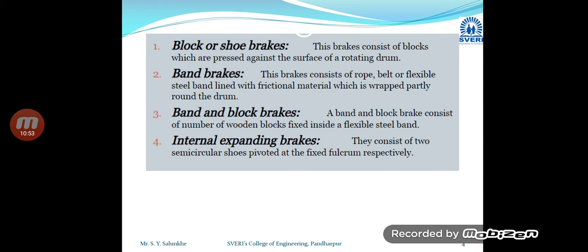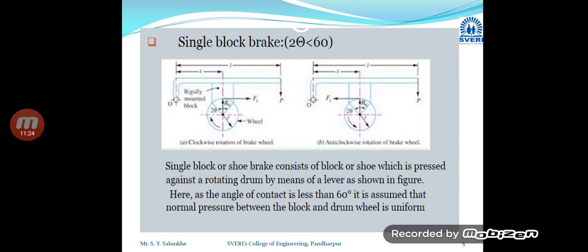These internal expanding brakes are mostly used in automobiles, and they are popular in the automobile sector. They consist of two symmetrical shoes pivoted at a fixed fulcrum, and one actuator is used so that it will actuate and press those shoes against the rotating drum. Hence friction is created, and the required braking is done on that rotating drum. Now one by one we'll see these types of brakes.